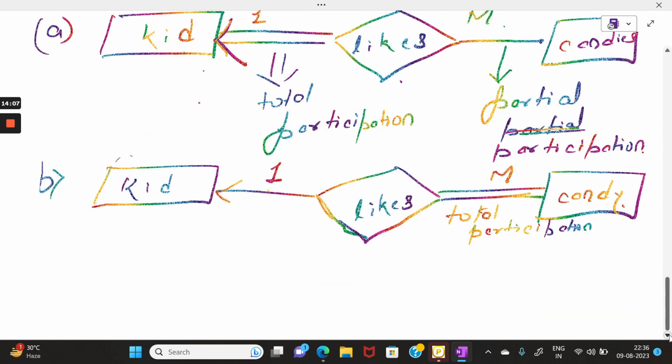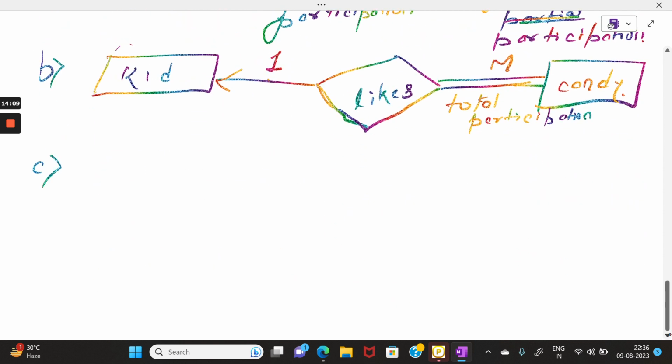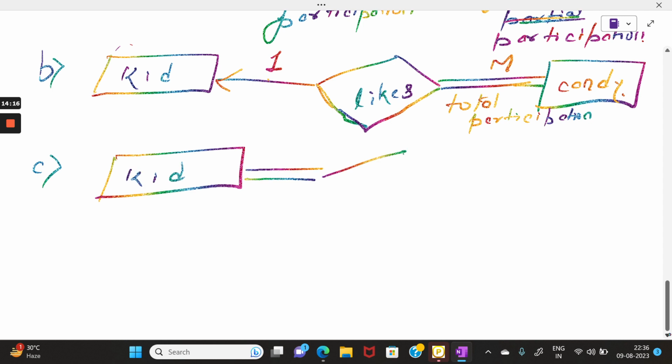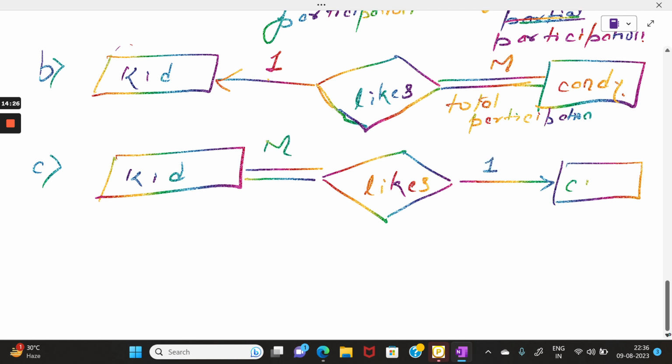Okay, then we have the third option, as there is a kid set. Then we have this total participation, likes. Then here we have many to one, and this is the candy set. Like two or more kids can like the same candy.